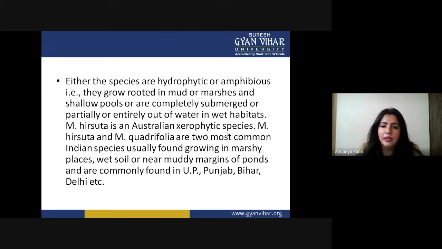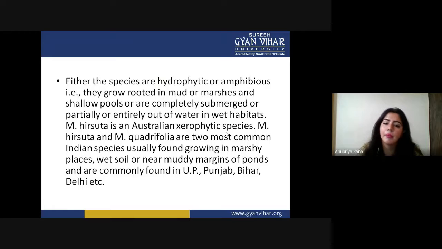Marsilea hirsuta is an Australian xerophytic species. As we know, Marsilea is a water-loving species, but everything has an exception. This Australian xerophyte, Marsilea hirsuta, is a special kind of exception, because Marsilea do not usually face water deficit conditions. Xerophyte species are those which have to face water deficit conditions and survive on a low amount of water. So this kind of species is unique.